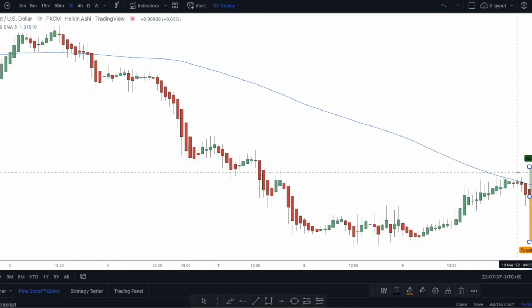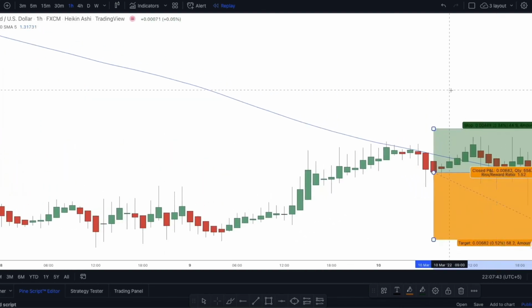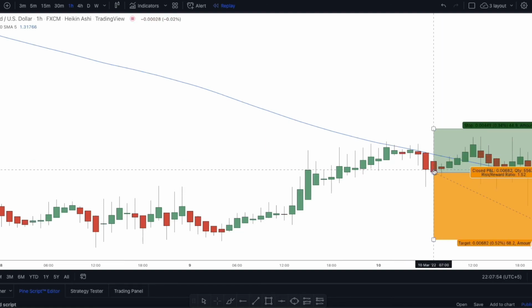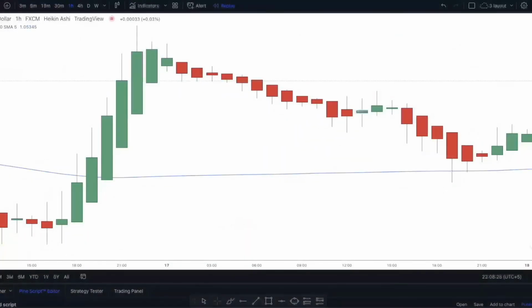When there is a pullback and the market goes near the 100 period moving average, we need two strong red Heikin Ashi candles with no wicks on the upside. We got two strong Heikin Ashi candles with no wicks on the upside, and we are going to place our trade after the second Heikin Ashi candle, and we placed our trade from here. We are going to place our stop loss higher than the 100 period moving average and our target at the lower low area.